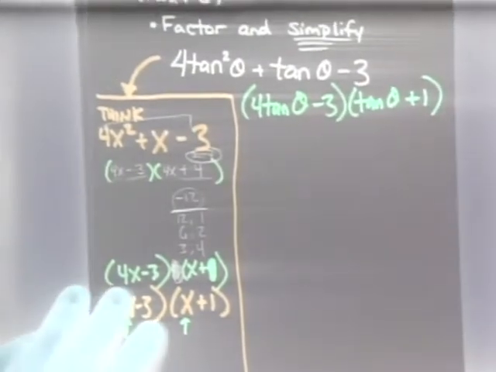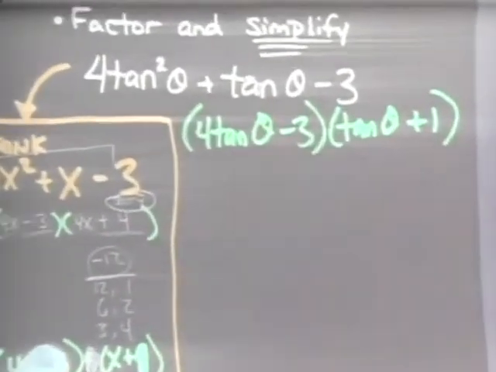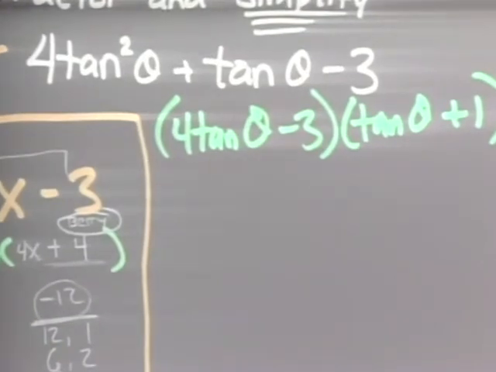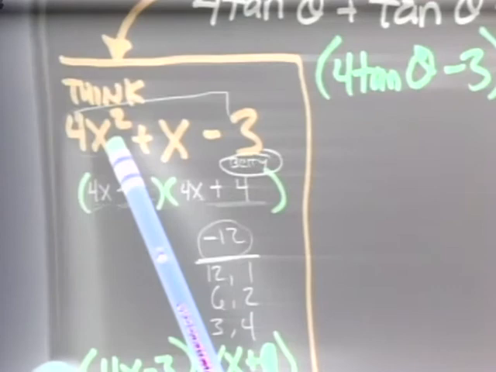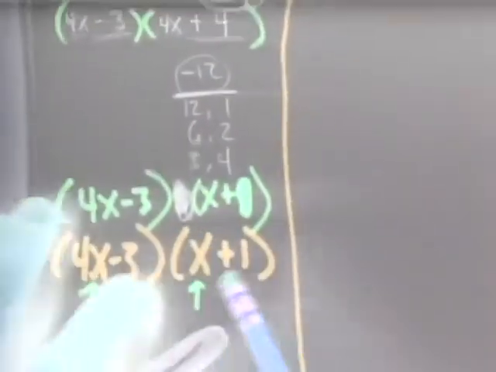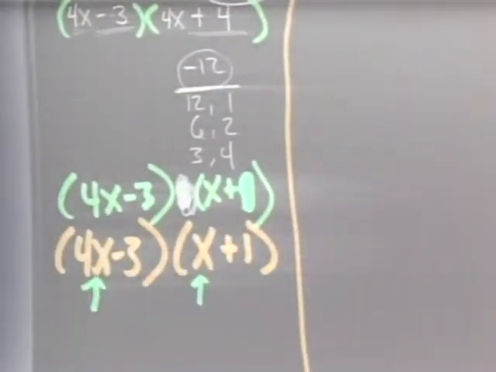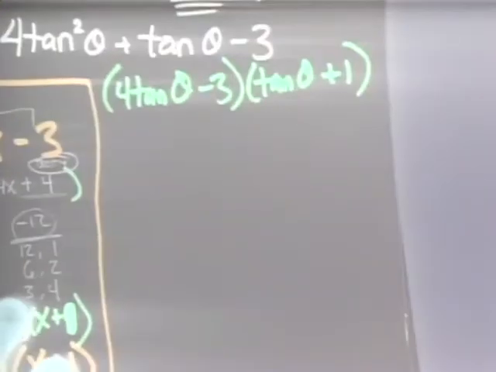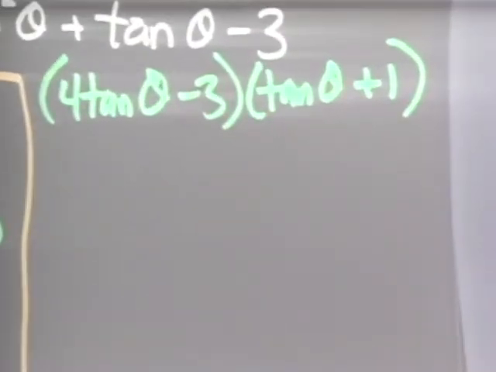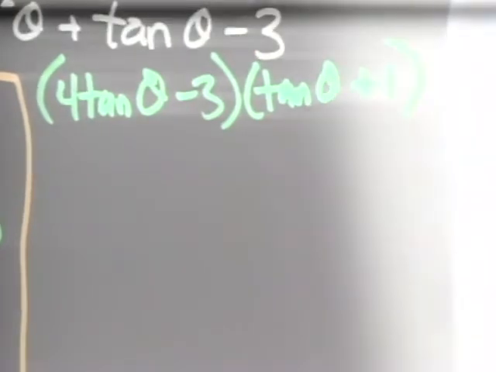So just do it like it's x's. For 4 tangent squared theta plus tangent theta minus 3, pretend it's 4x squared plus x minus 3. Factor it out, and then put the tangents back in. Just regular tangents, not tangent squared. And that's it. If it can be simplified, simplify. And if it can't, it can't. As far as I'm seeing, this one is probably good and done right here.